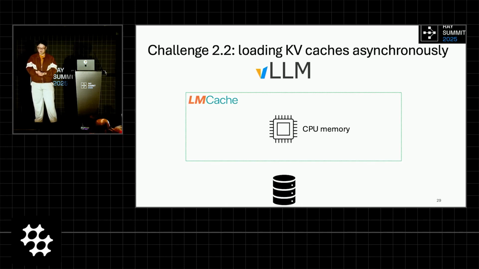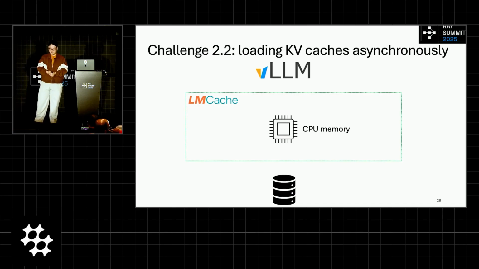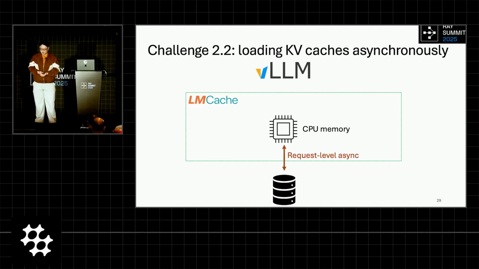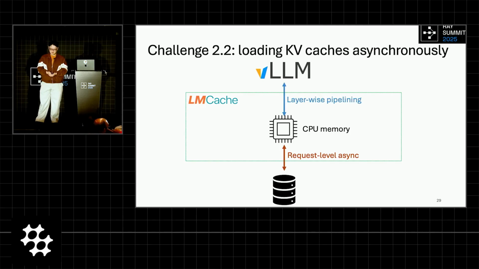The second one is how to load KV caches asynchronously. Interestingly, this is not a single problem, because the bandwidth between CPU memory and GPU, and the bandwidth between CPU memory and storage, are very different. So between the CPU memory and the storage, we use request-level async to achieve the best asynchronicity. And between CPU and the inference engine, we use layer-wise pipelining to achieve the best asynchronicity.